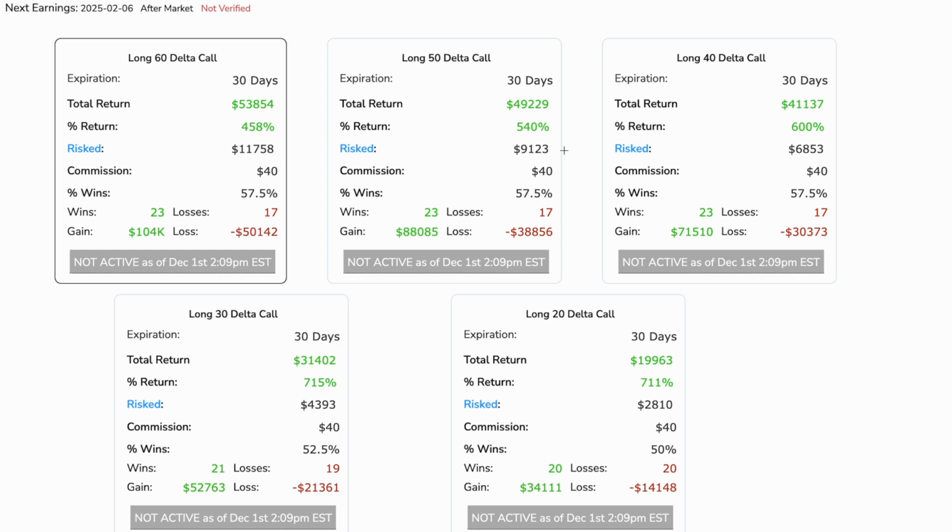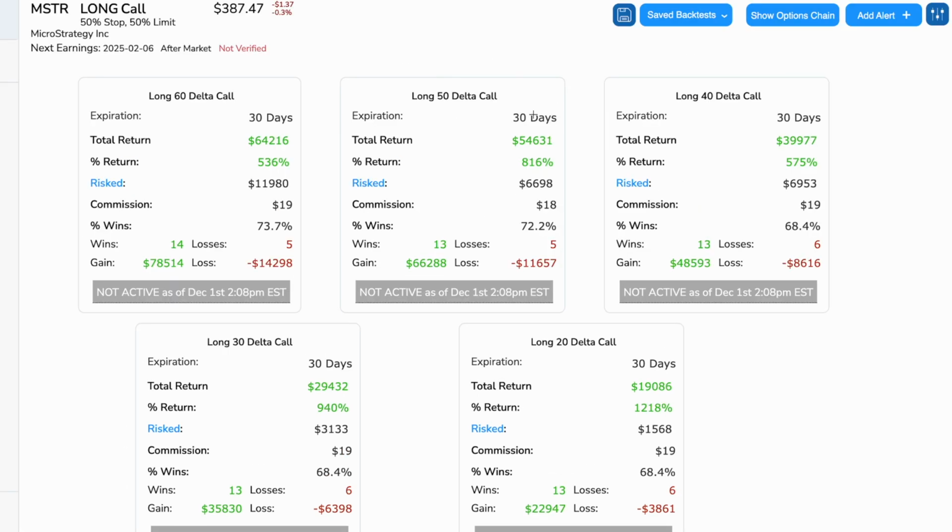And just to compare, these are the results with no technical indicator. Then these are the results with the technical indicators I added.